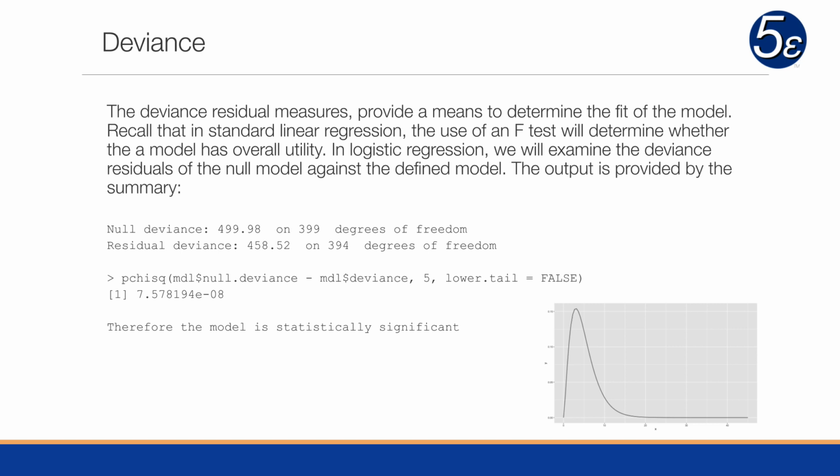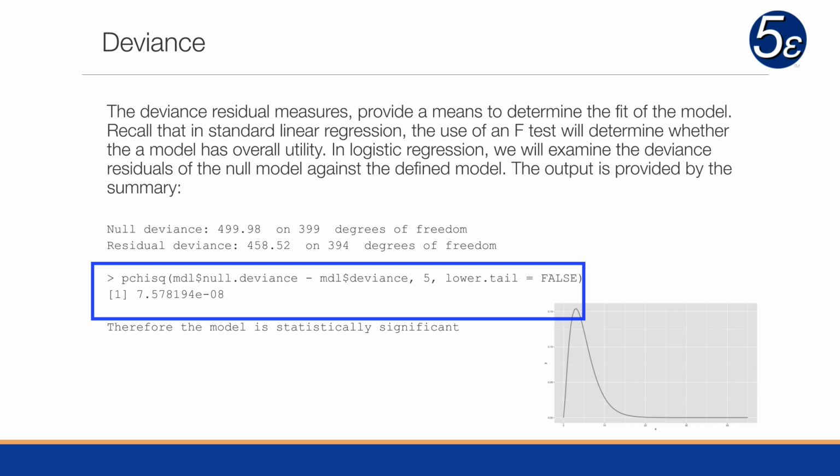So when we take the probability here, using p chi-squared, of the null deviance minus the model deviance, we have a degrees of freedom, which is 5, and lower tail equals false because we're only concerned with the upper tail in this case. We end up with a p-value of 7.5 times 10 to the negative 8th power. If the p-value is less than 0.05, then we could say that the model is statistically significant. What you'll notice from here is that the residual deviance will be smaller than the null deviance. So what we're trying to determine is whether or not it is small enough to say that there is a statistical difference between the two models.